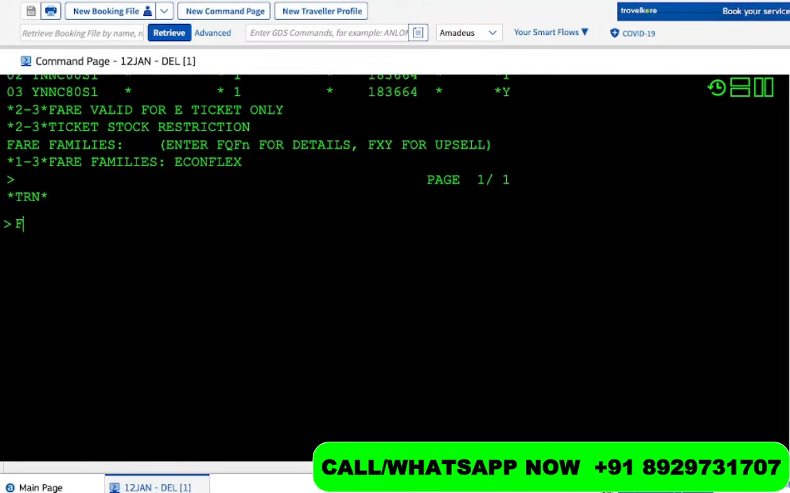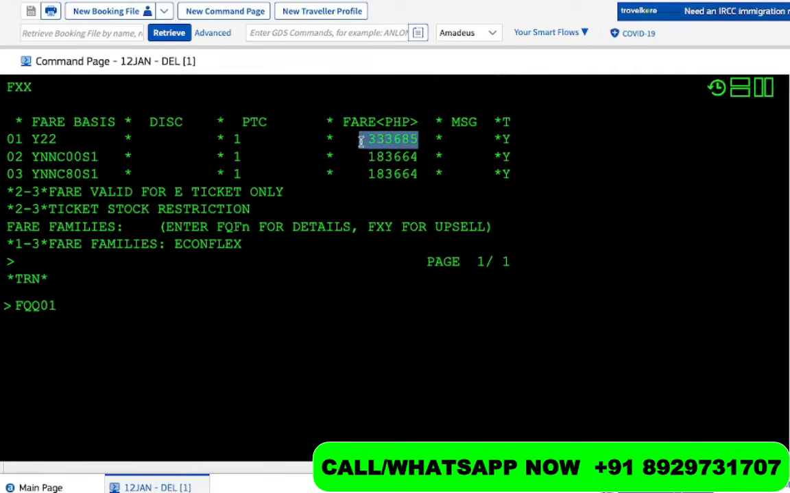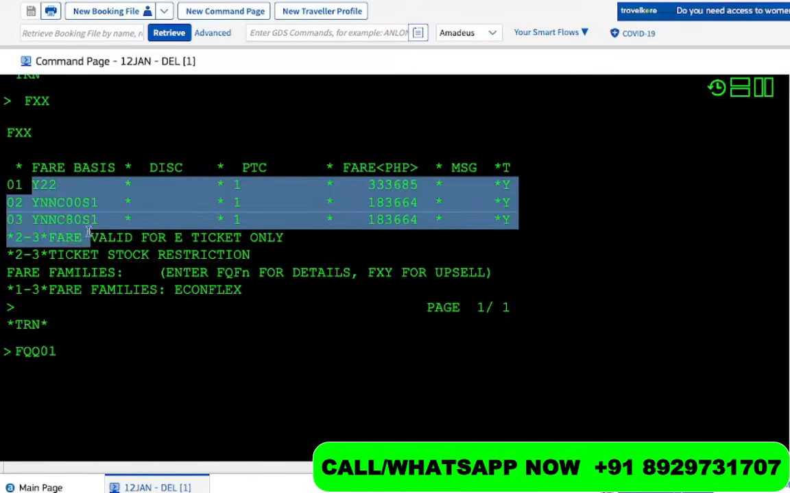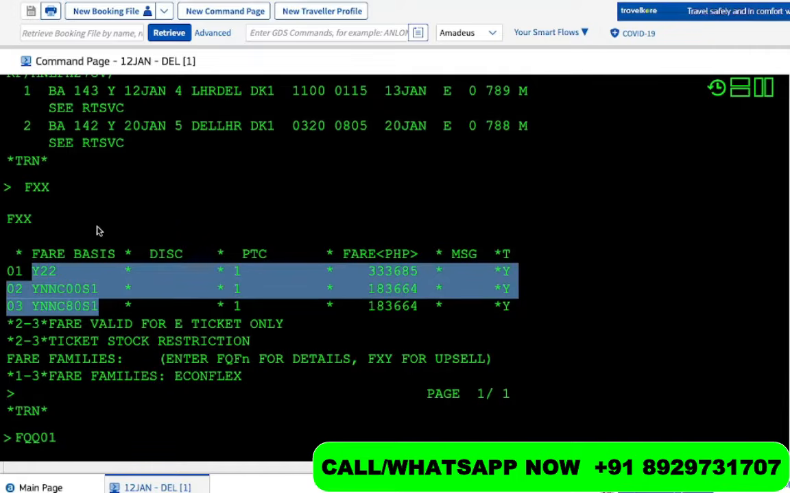So what you do is you do FQQ, and then if you do 01, it will open this one. FQQ 02 will open this one. FQQ 03 will open this one. Now understand, we ran FXX, and that is why it opened these 3 fare bases. FXX will give you the price of the same flight that we picked up and the same class.